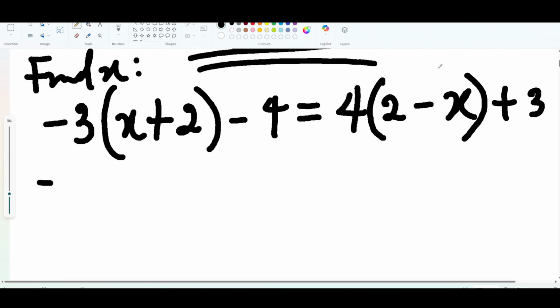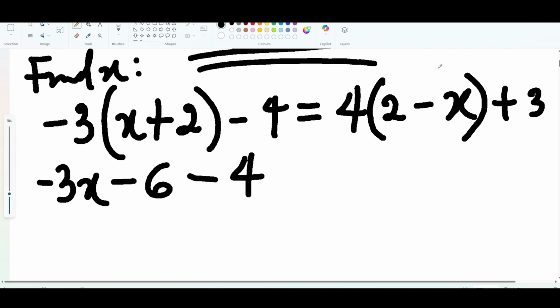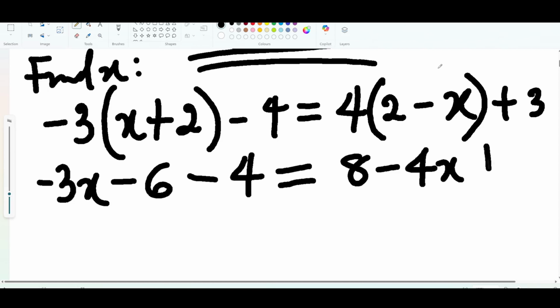Minus 3 times x, that's going to be minus 3x, and minus 3 times 2, that will be minus 6, then minus 4, which is already there. Then we have 4 times 2, that will be 8, then 4 times minus x, that will be minus 4x, then plus 3. Take note that this 4 is not going to be multiplying this 3 because it is not within the brackets, it is outside the bracket, so we're not going to use this 4 to multiply it. Take note of that.